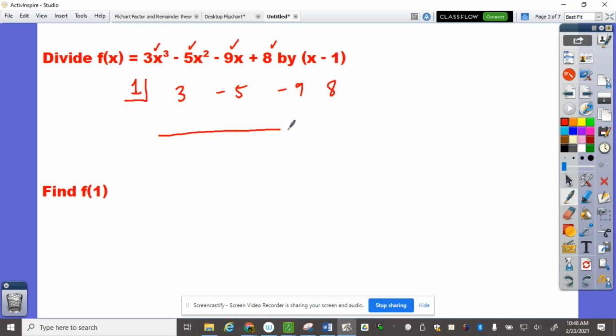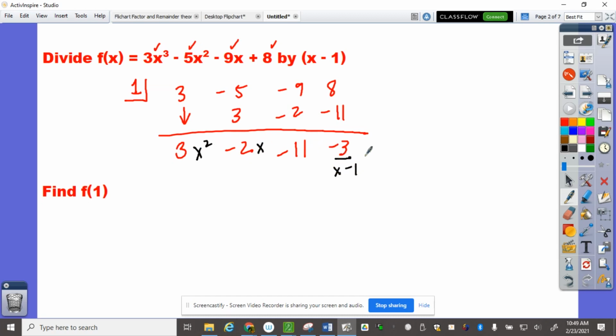Applying synthetic division here, we're going to drop the 3. 3 times 1 is 3. Negative 5 plus 3 is negative 2. Negative 2 times 1 is negative 2, minus 9 is negative 11. Negative 11 times 1 is negative 11, so this will be negative 3. The answer here will be 3x squared minus 2x minus 11 minus 3 over x minus 1. And we know that the remainder here is negative 3.